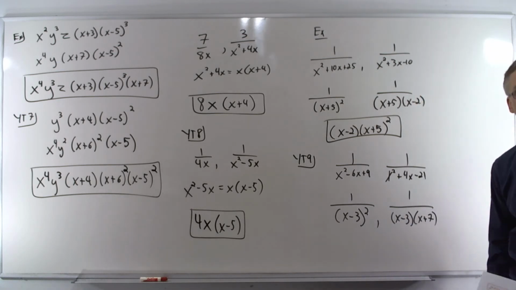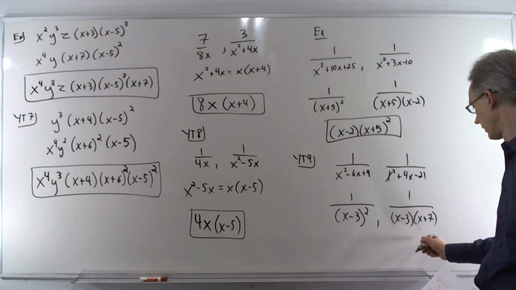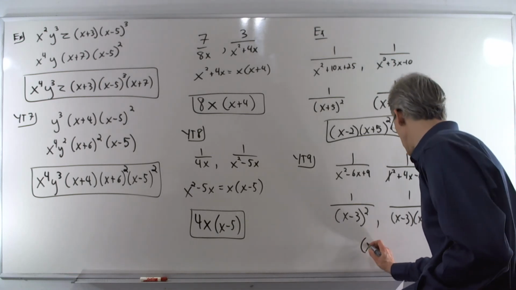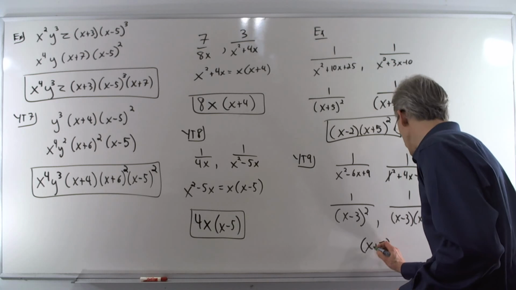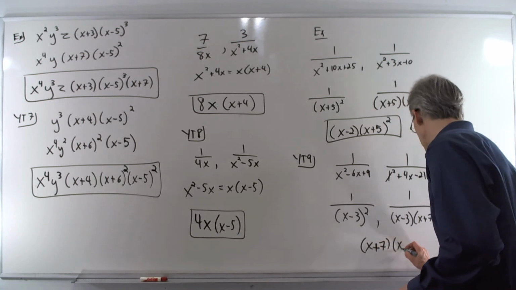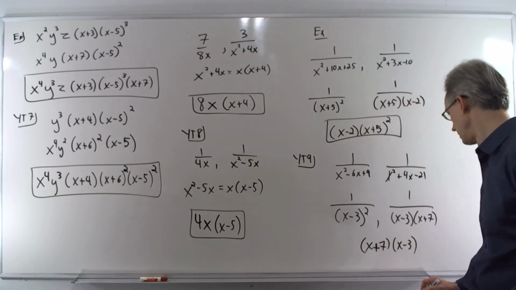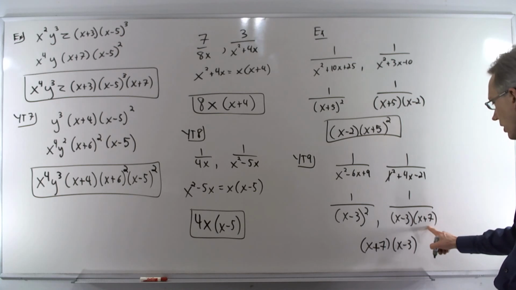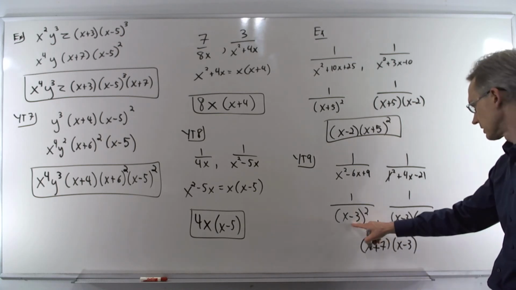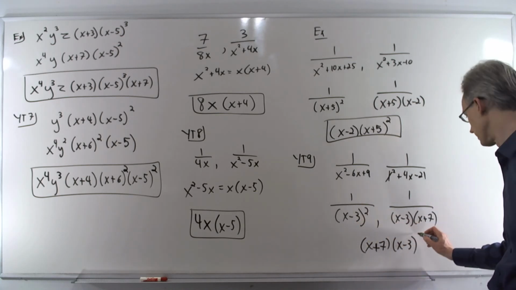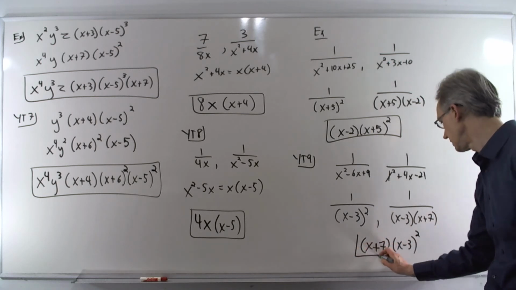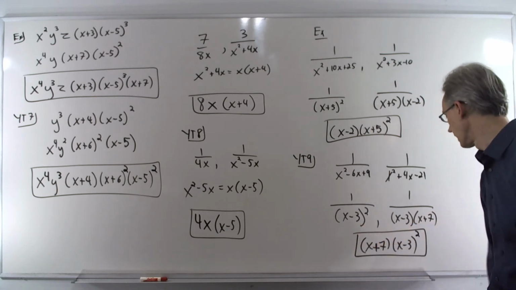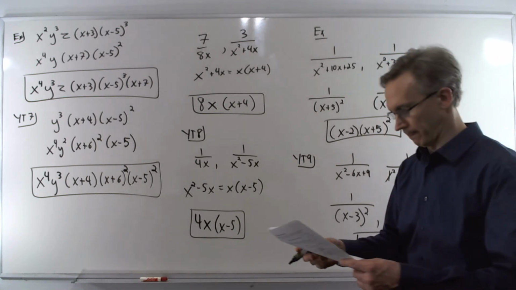So there's the factored form of those two denominators. We've got two bases, x plus 7 and x minus 3. X plus 7, that's the only one. Exponent of 1 there. X minus 3, larger exponent is 2. So our LCD is x plus 7 times x minus 3 squared.